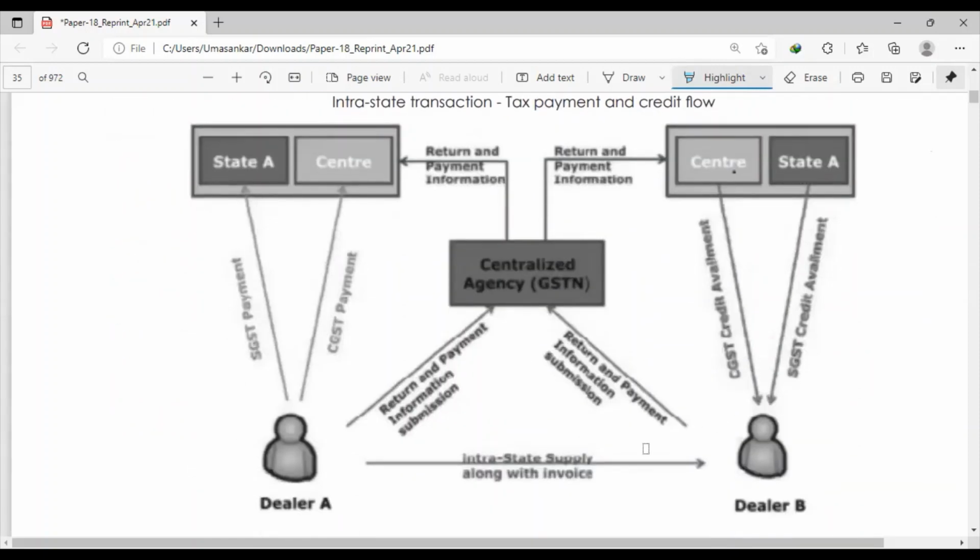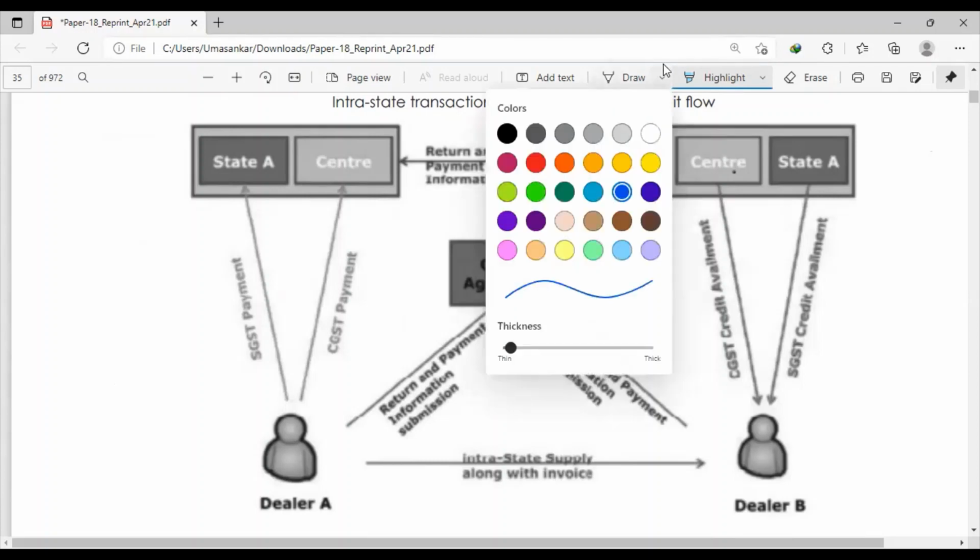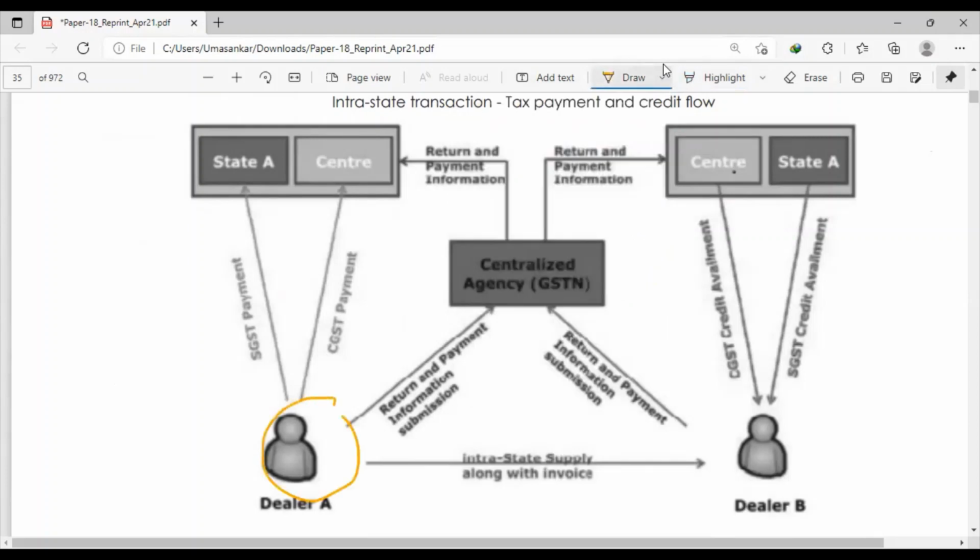Here is just an example of how GST works. We have already studied the centralized agency above. Suppose this is dealer A and this is dealer B. When there is an interstate supply, that is a sale, from A to B, dealer A will file GSTR-1, and along with that he will pay the SGST amount and CGST amount. So the return and payment information is submitted to the central agency.